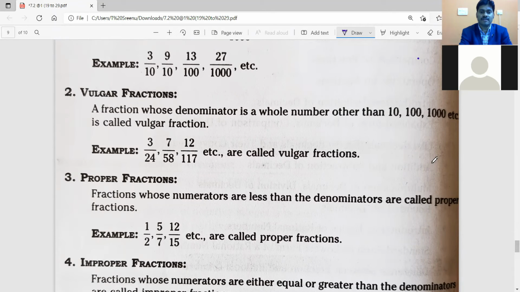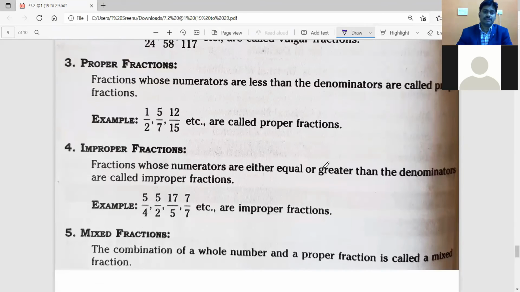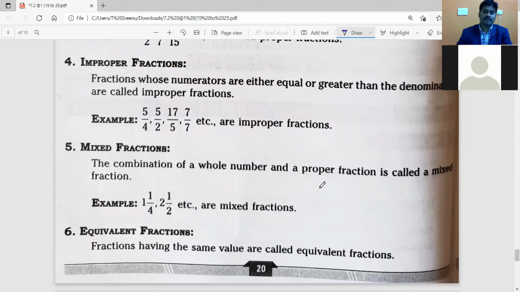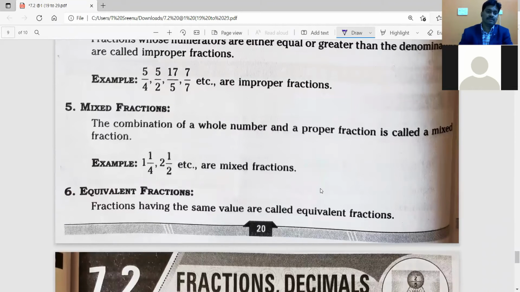Proper in the sense numerator is smaller, improper numerator is big. That you know. Mixed means whole number and proper fraction. Take any number and a proper fraction, numerator should be small. That is mixed. We know how to convert mixed into improper. Just multiply and add: 4 ones are 4, 4 plus 1, 5. You know this? Conversion. Okay.